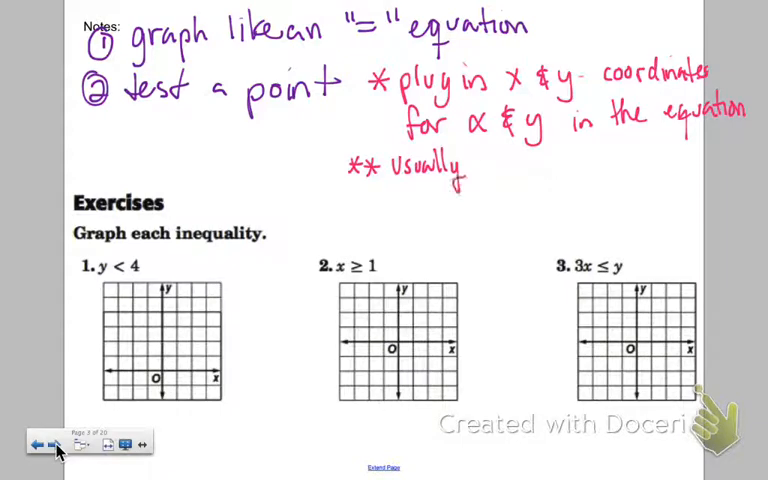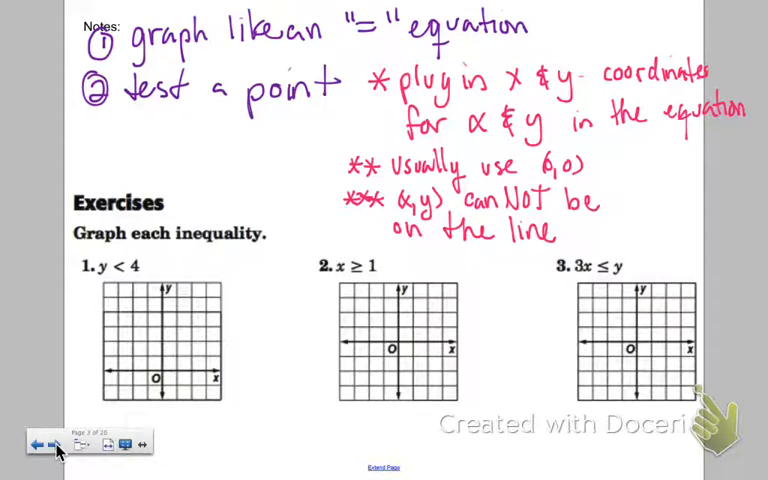Usually we're going to use the point 0, 0. Unless it's on the line. You can never use a point that's actually on the border line. And then once you test the point, if it works out to be true, you shade the same side of the line that contains that point. If you test the point and it gives you a false equation, then you shade the other side.